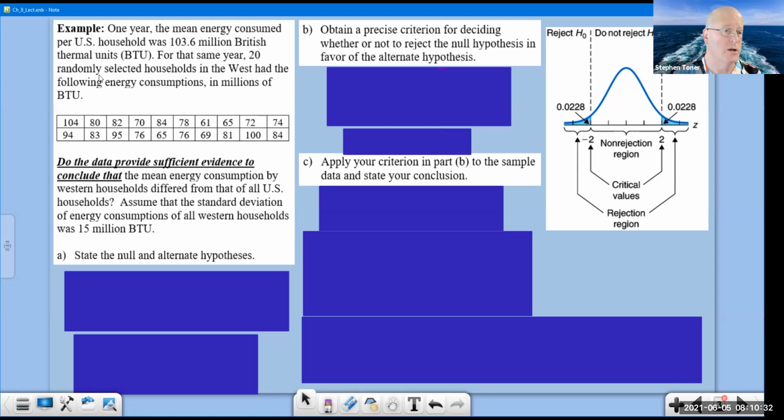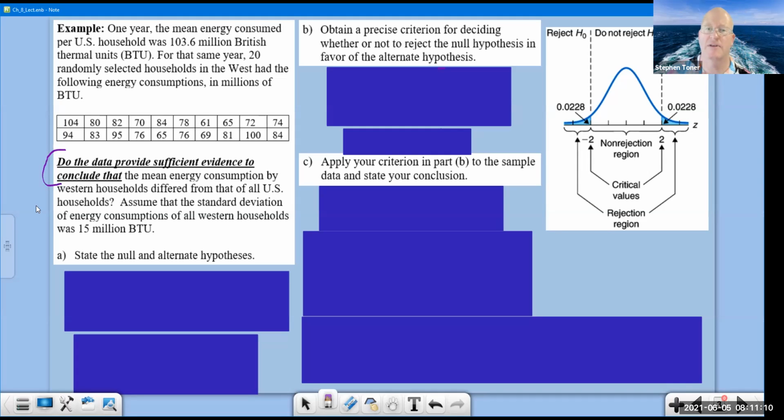For that same year, 20 randomly selected households in the West had the following energy consumption, and they give us this data. Now, the West is being contrasted with the United States. Perhaps we're thinking, hey, in the West, it doesn't get as cold, we don't have these nor'easters, and we don't have to heat our houses as much, and therefore the energy consumption probably isn't the same as it is for the whole nation.